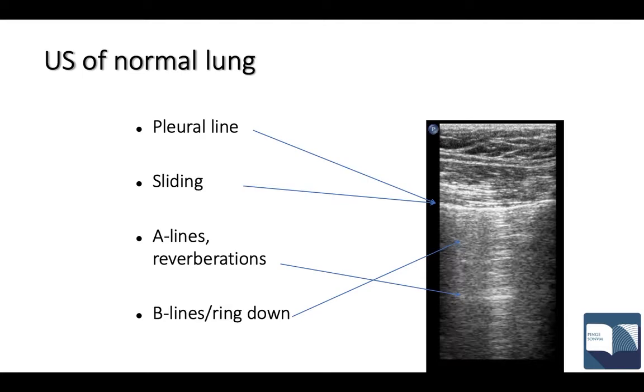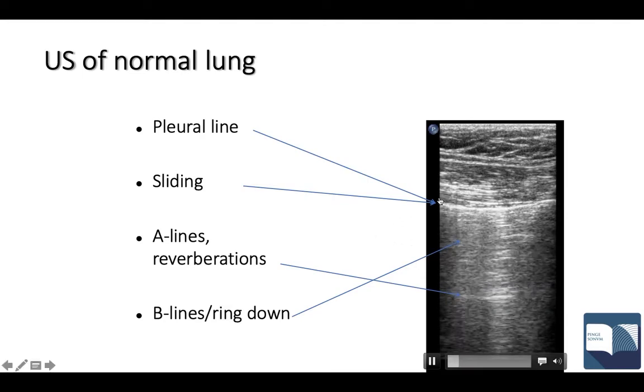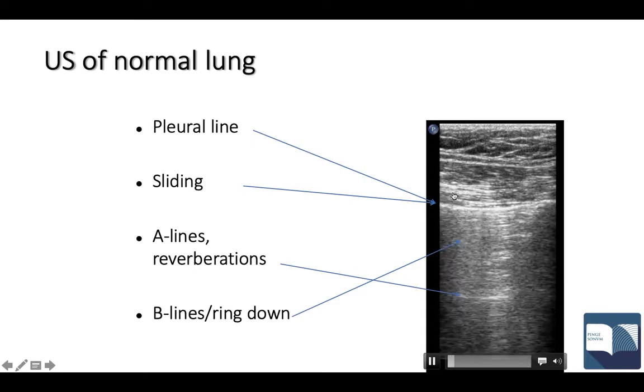So what we see of the lung is a pleural line, that is a regular smooth line that slides, A lines that are reverberation, mirror artifacts of the superficial layers of the chest wall, and the mirror is the pleural line, and B lines that in normal conditions are light and do not dilate the A lines.